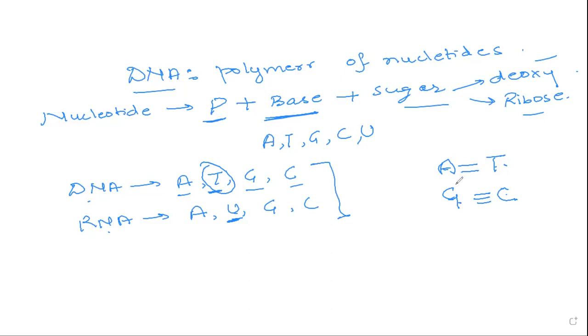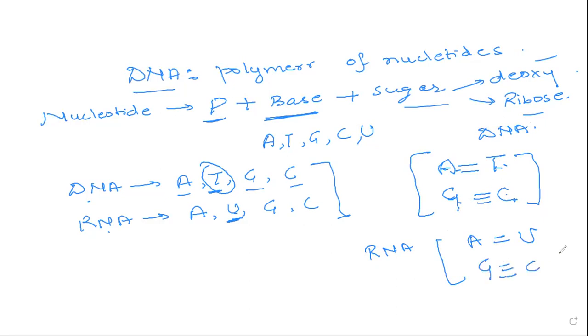So now we have base pairs. We have 2 kinds of base pairs. Either A will bind with T or G will bind with C. This happens in DNA. Whereas in RNA, A will bind with U in place of T, obviously, and guanine will have a triple bond with cytosine. So this is another difference between DNA and RNA.